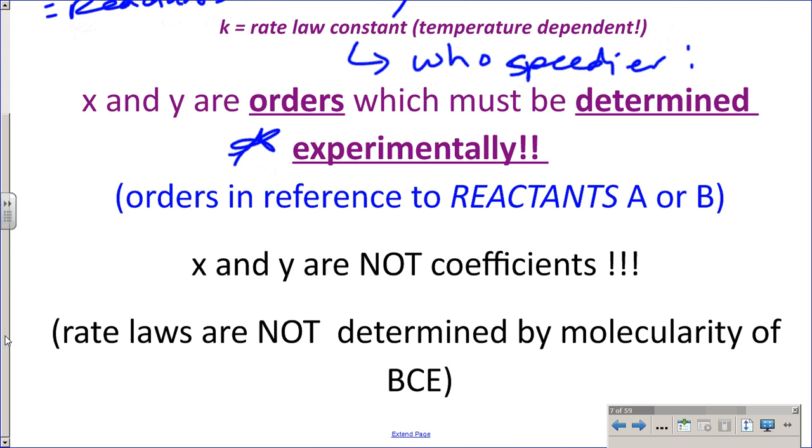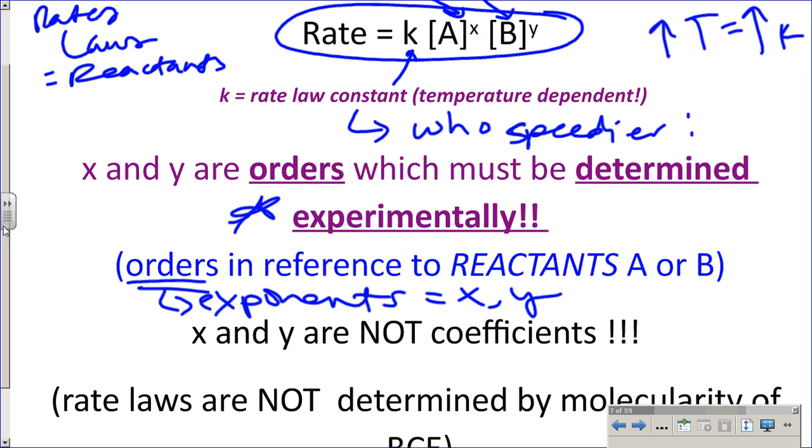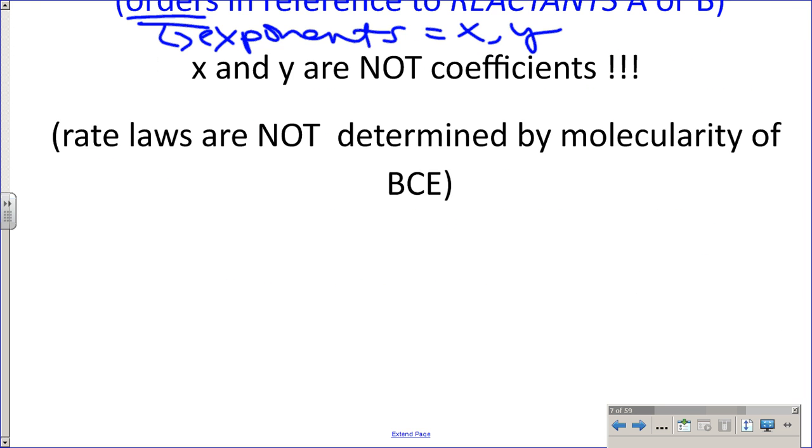And then the orders, this probably is a duh, but the orders are going to be the exponents. In this case they are X and Y, and they're in reference to whatever reactant they are labeled as. Thanks, Sonia. Anybody else? Okay. And then I just told you that they're not coefficients.